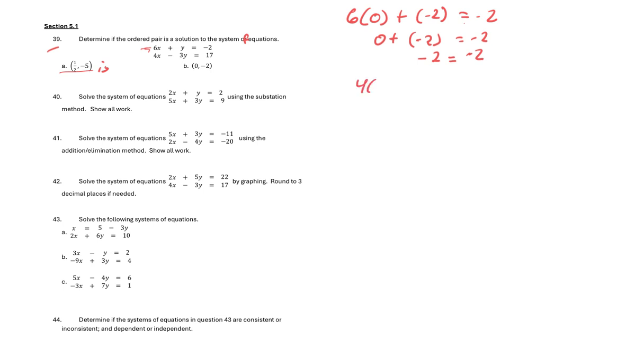Then for the second one, we have 4 times 0 minus 3 times -2 is equal to 17. 0 minus a -6 equals 17. We get 6 equals 17. That's not true. Not a solution.